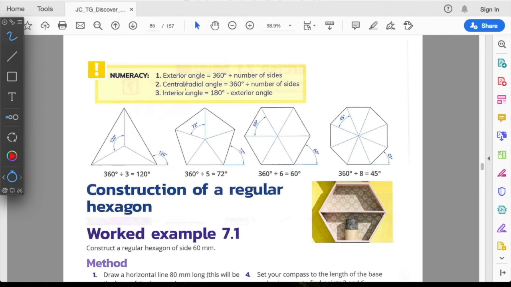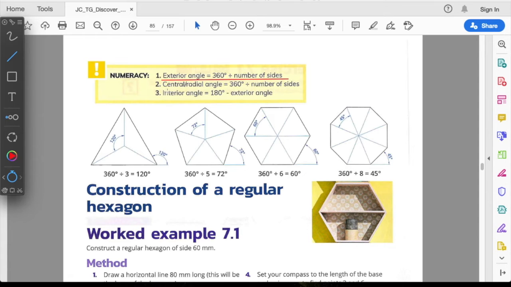So first of all, the most important thing to remember with a polygon, if you remember this, then you'll be pretty much able to draw whatever you want, is that the exterior angle of a polygon is 360 divided by the number of sides, okay? So all of the exterior angles add up to 360. So if you divide it by the number of sides, because they all have to be equal, because it's a regular polygon, then you will get the exterior angle, okay?